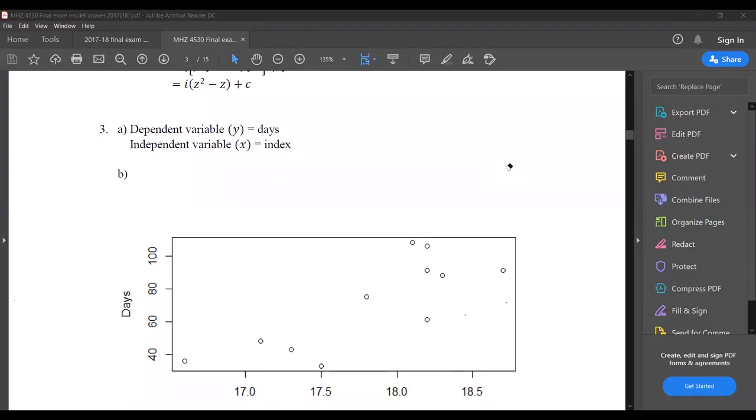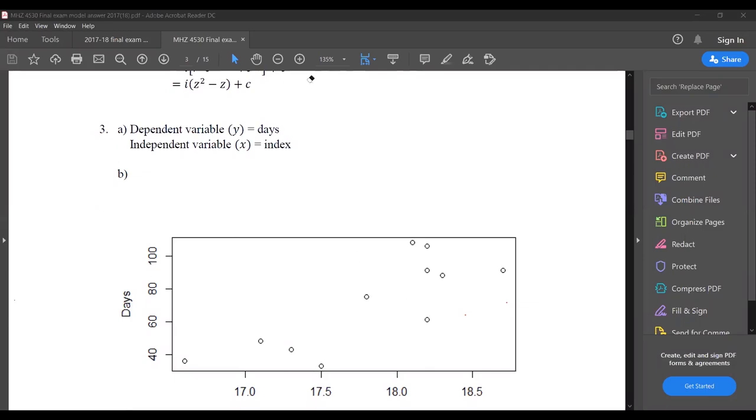Simple as that, right? So the second part is to construct a scatter plot for this data and identify the relationship type, right? So we just need to take a graph sheet and mark down the points on the graph sheet.